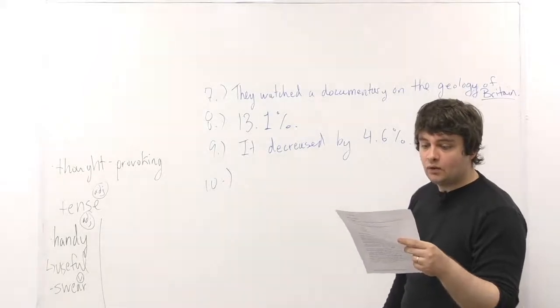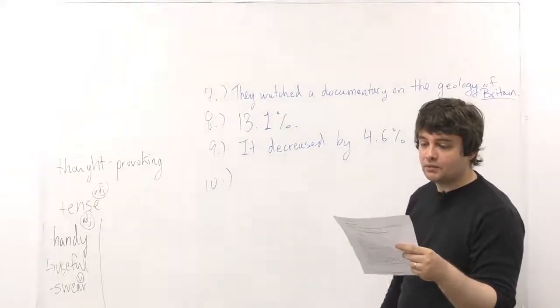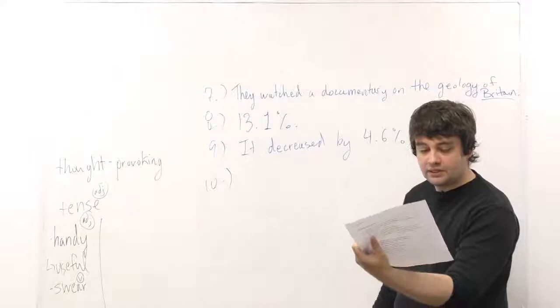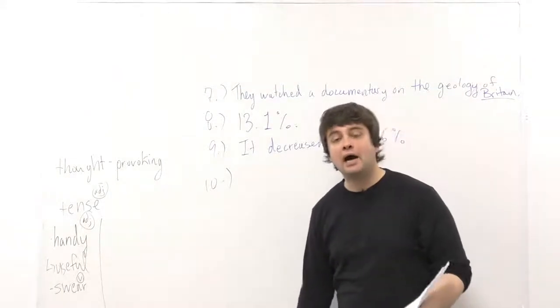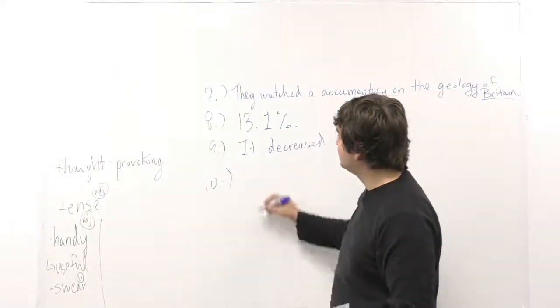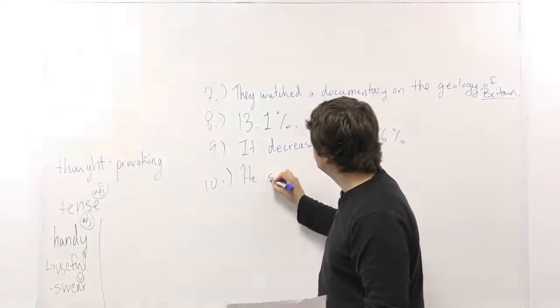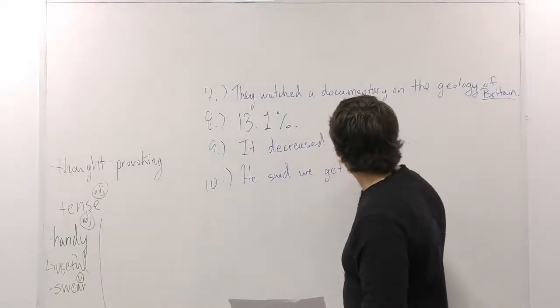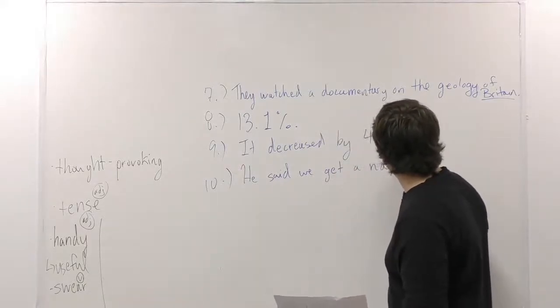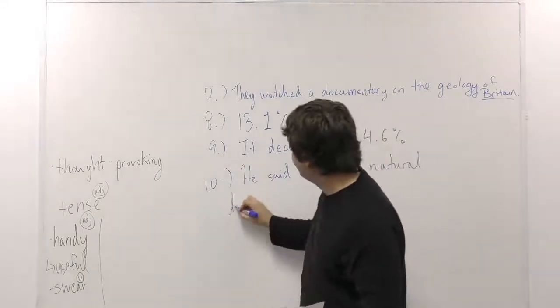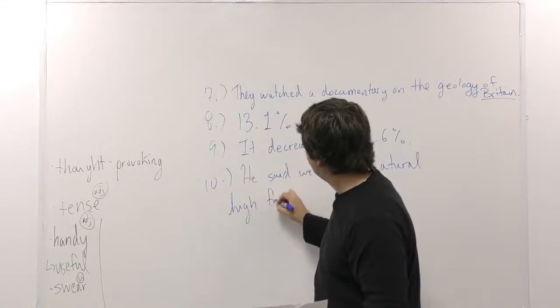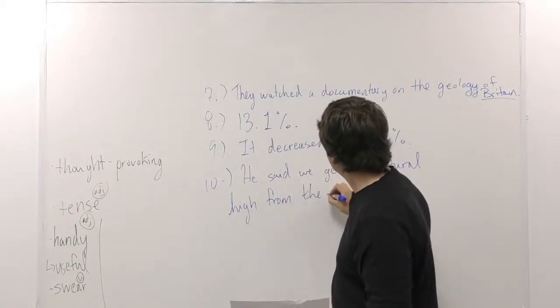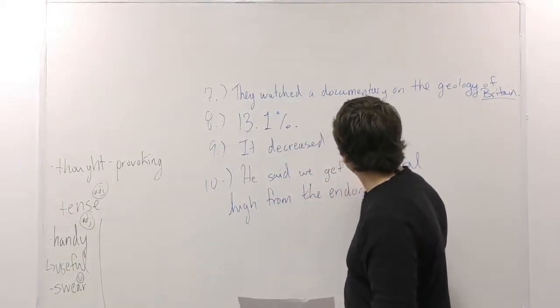Number 10, what natural thing did the doctor say we get from the endorphins? He says we get a natural high from the endorphins, right? So he said we get a natural high from the endorphins.